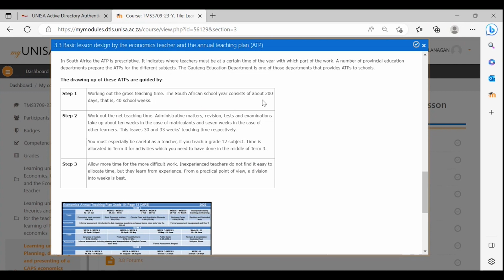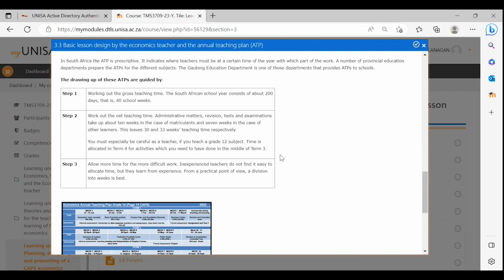The South African school year consists of about 200 days, that is 40 school weeks. Then they worked out the net teaching time, which makes space for administrative matters, revision, tests and exams. This leaves 30 to 33 weeks of teaching time. You must especially be careful as a teacher. If you teach a grade 12 subject, time is allocated, and this is very important, time is allocated in term 4 for activities which you need to have done in the middle of term 3. You be aware of this.